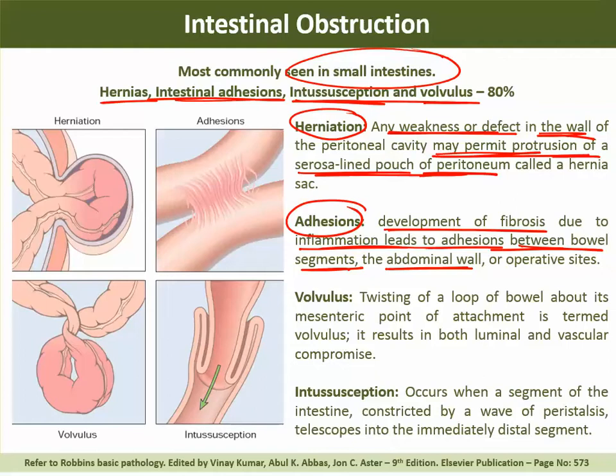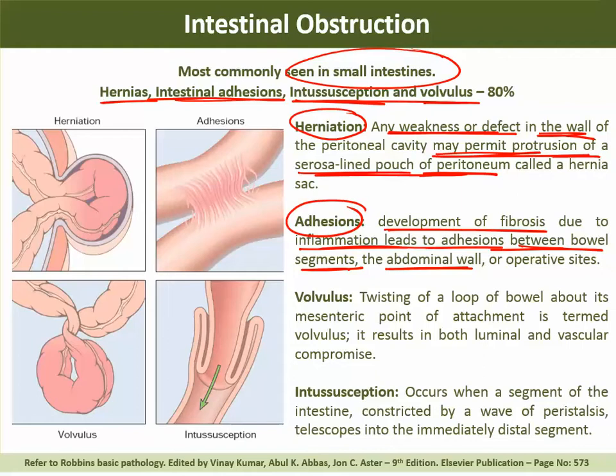Now I hope you understood herniation. Herniation means there is weakness in the abdominal wall that allows the peritoneum to protrude along with some part of the intestine. That is called herniation. Then we discussed adhesion. Adhesion means fibrosis. Fibrosis is most commonly seen in inflammation if it is a disease state, and therapeutically induced adhesions are very common. Operation or surgery-induced adhesions are very common.